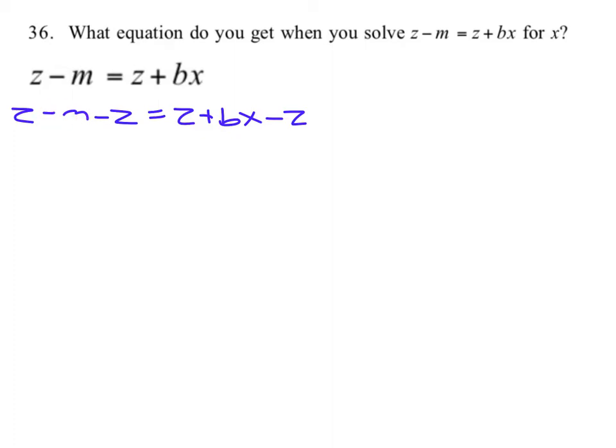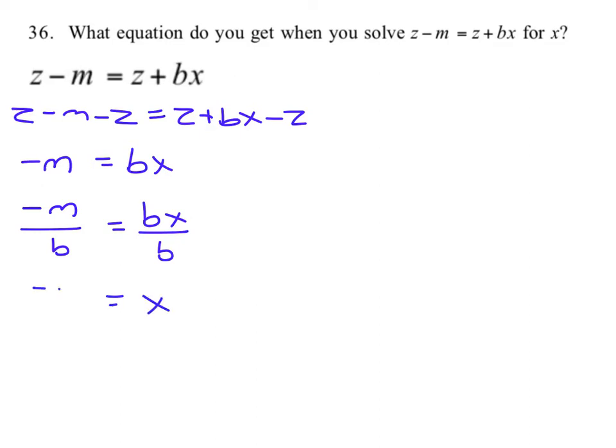But notice also that this is minus m, so we've still got a negative attached to the m. Negative m equals, and since the z and the negative z cancel out, we've got b times x. Now what's happening to x? It is being multiplied by b. The inverse operation is divided by b. So we've got negative m divided by b equals b times x divided by b. And then that leaves us with x equals negative m divided by b. And we'll box that.